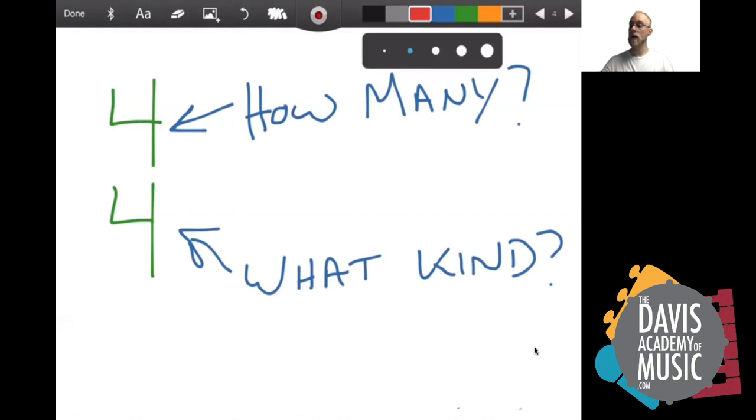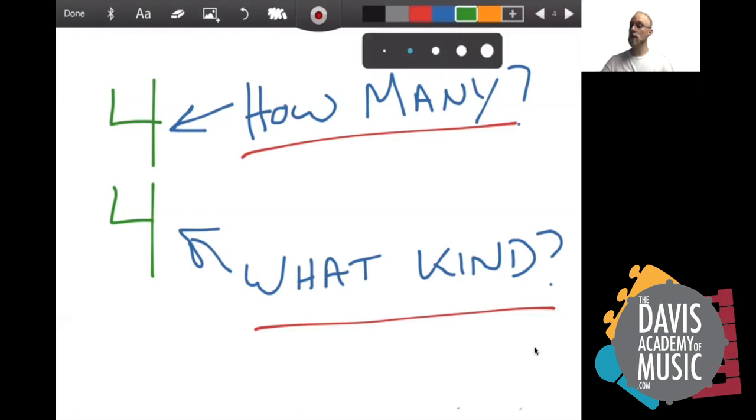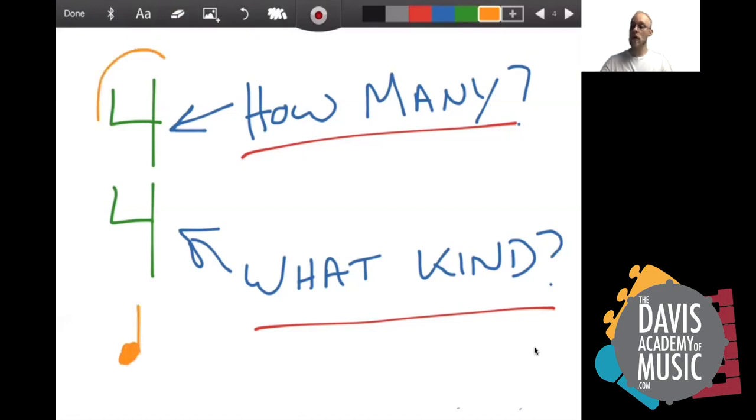The top number is how many, in this case 4, and the bottom number is what kind, in this case quarter note. So the 4 on the bottom represents a quarter note. So you could say that in a 4/4 bar, we have 4 quarter notes. Let's take another time signature for an example.